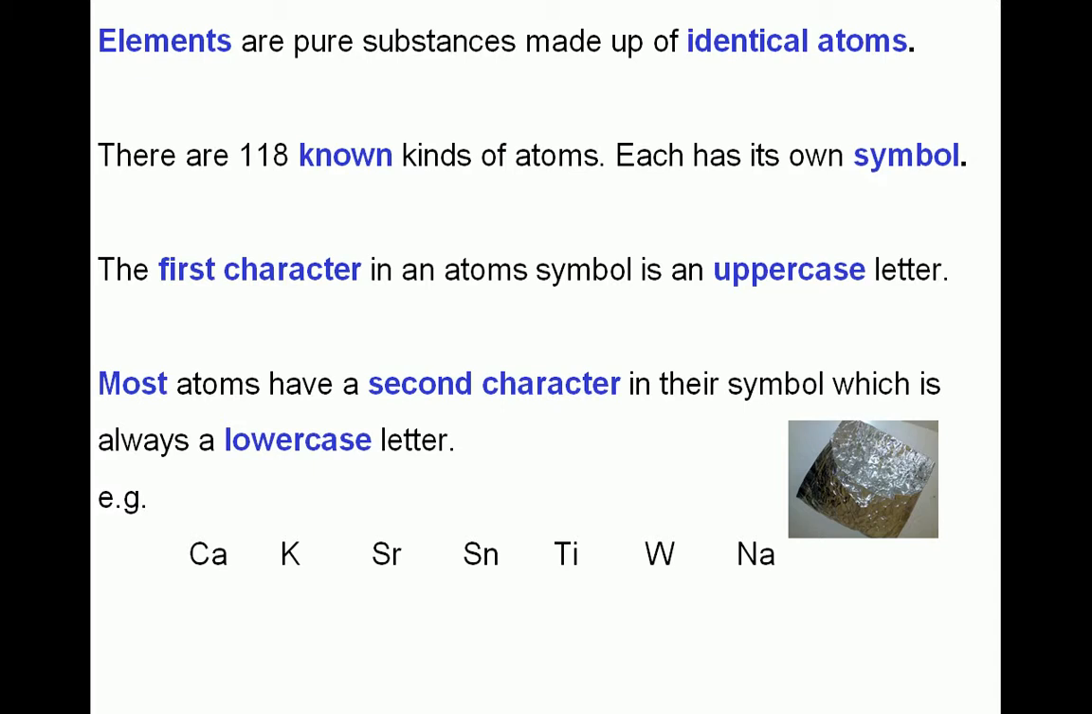Perhaps the material made of a single type of atom that you are most familiar with, or you've probably seen the most frequently, is aluminum foil. Aluminum foil is a very, very pure form, and it contains nothing but aluminum atoms.